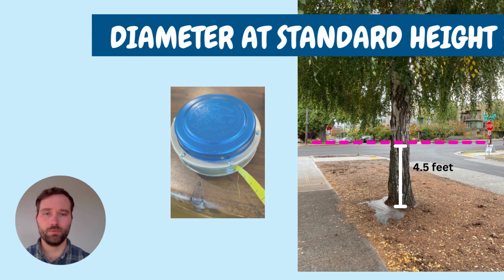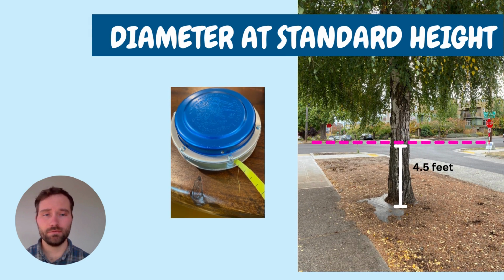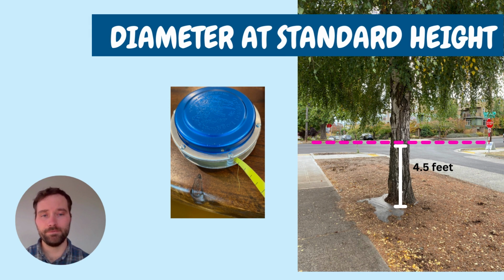So again, in the city of Burien, we use diameter at standard height, which is typically 4.5 feet off the ground. This picture of the blue tape is a logger's tape, which takes the circumference and divides by 3.14 for you automatically. But if you were measuring a tree at home, you could take a string, measure around the tree at 4.5 feet. Then you could use a tape measure to measure that circumference and divide it by 3.14 to get the diameter at standard height.